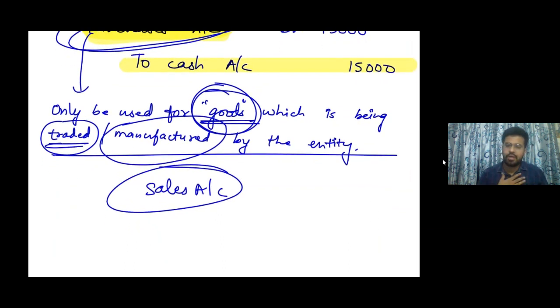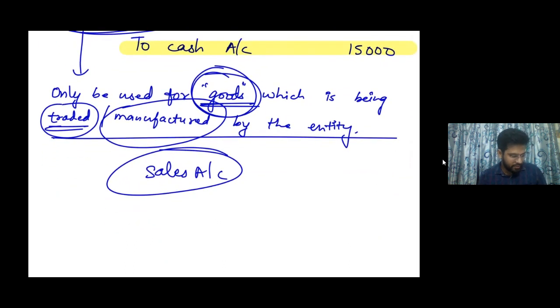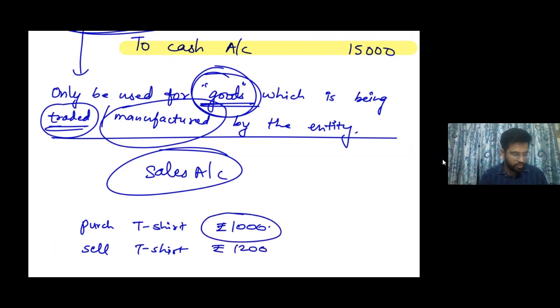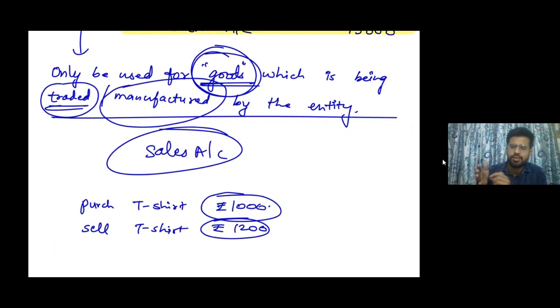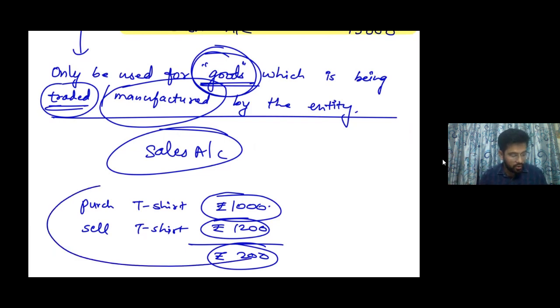Trading is, for example, I purchase a t-shirt for 1,000 rupees, and I sell the t-shirt for 1,200 rupees. I go to the market, I purchase the t-shirt, I pay 1,000 rupees, and then I sell it to my customer for 1,200 rupees. I make a profit of 200 rupees. Am I doing anything to the t-shirt? Am I adding a design? The answer is no. The box is coming and the box is being sold. Nothing else is done. So this is called trading business.